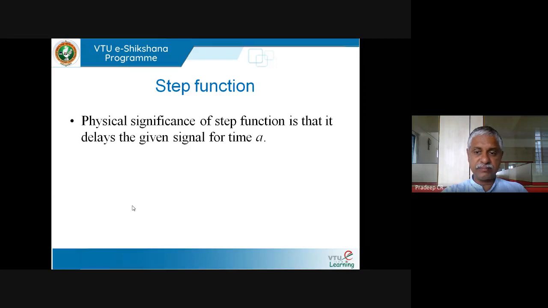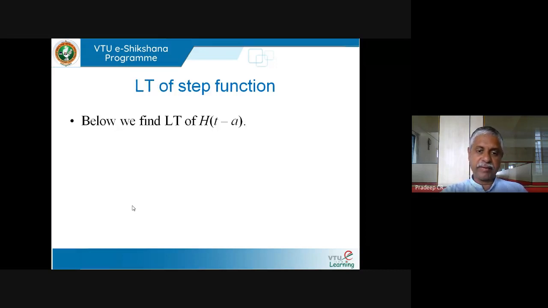Physical significance of the step function is that it delays the given signal for a time k. So let us try to find the Laplace transform of the Heaviside function. These are all very important functions in physics and engineering, so let us study them.